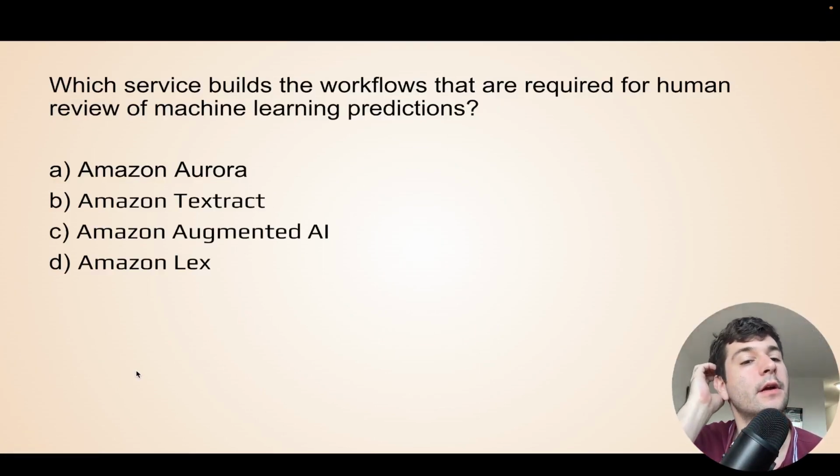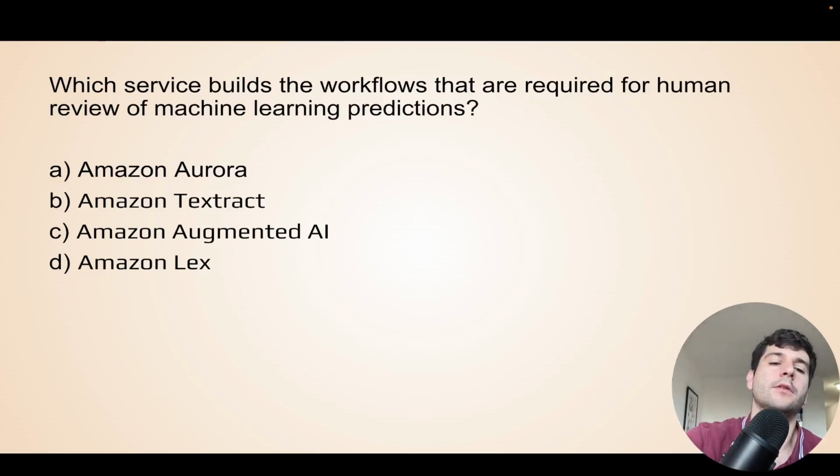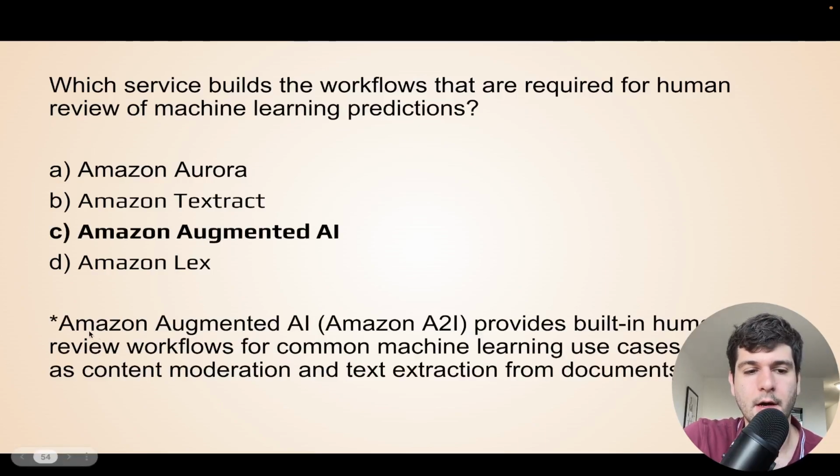Okay, next question. Which service builds the workflows that are required for human review of machine learning predictions? You may get an AI related question like this. We know right away it's not Amazon Aurora. That's about databases. The correct answer, I'm pretty sure, is C, Amazon Augmented AI, but let's see. Yes. Amazon Augmented AI provides built-in human review workflows for common machine learning use cases, such as content moderation and text extraction from documents.